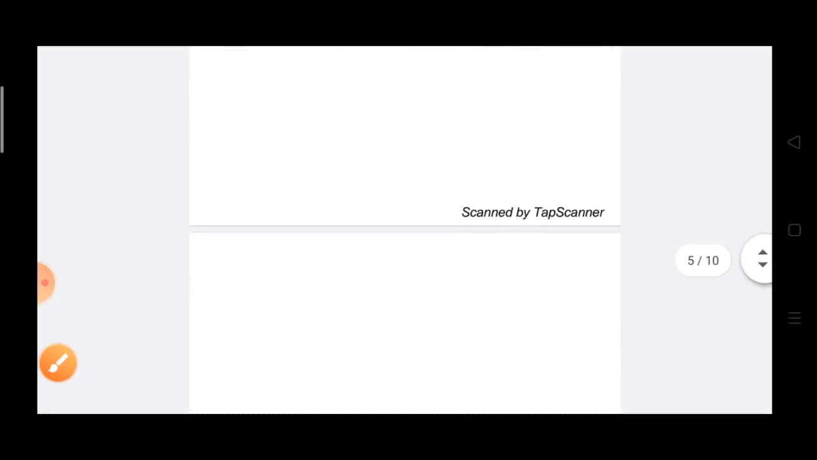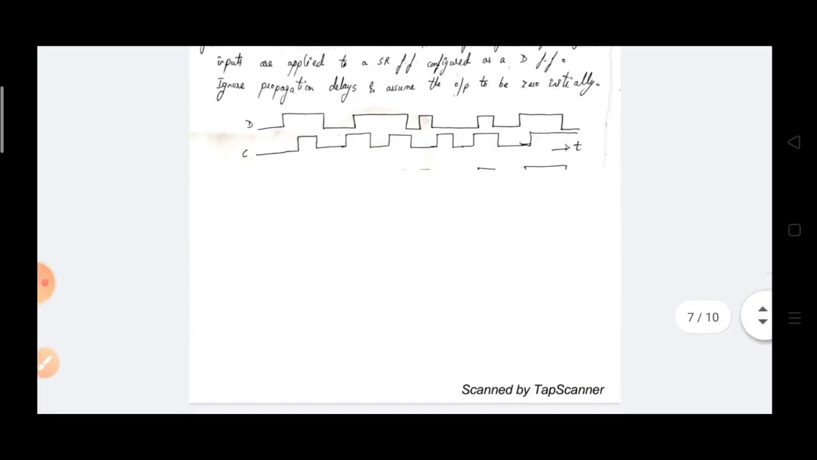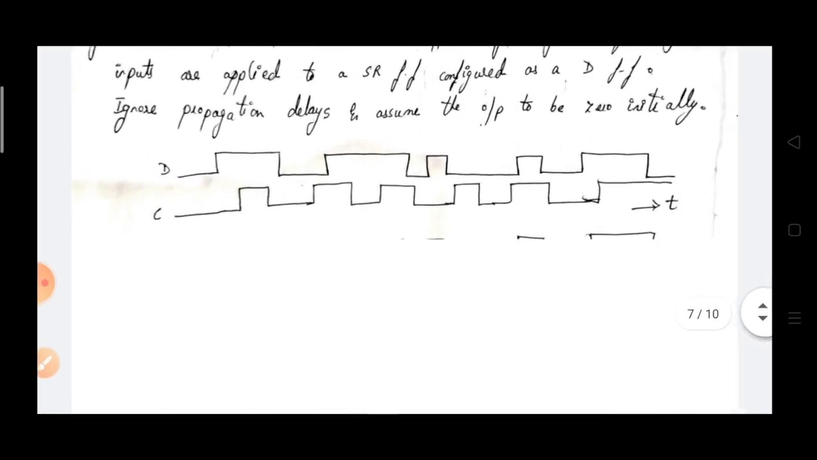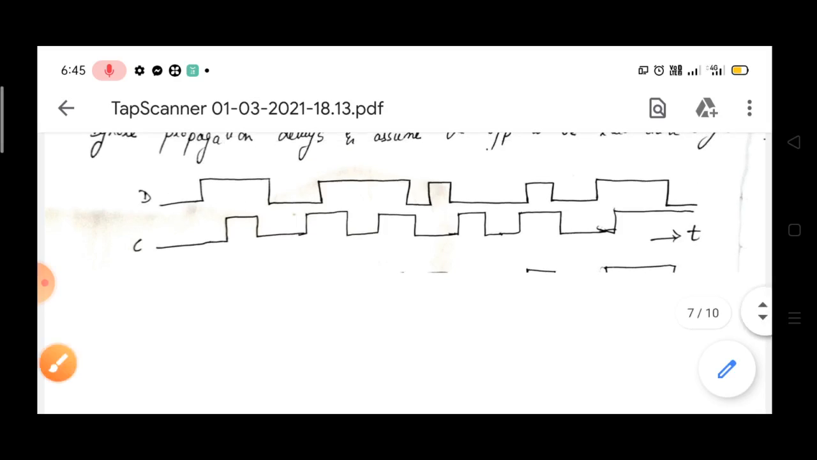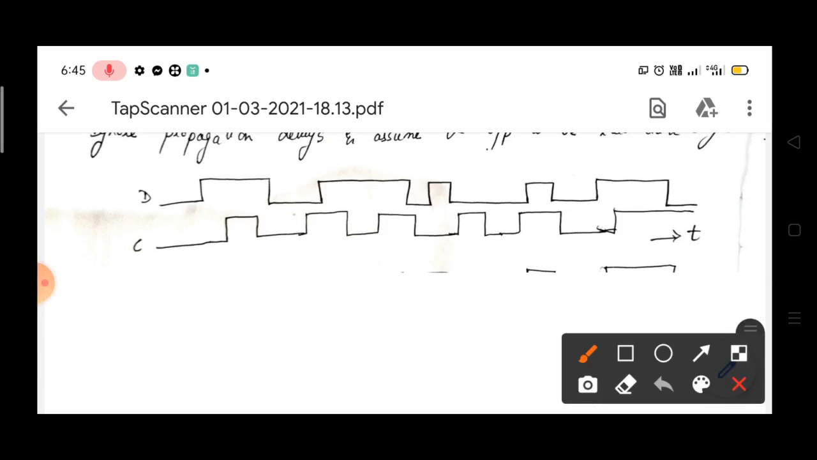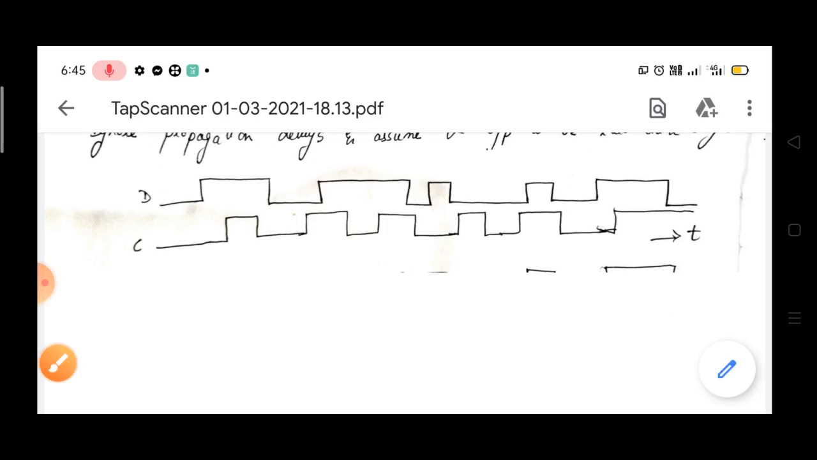So if D is 0, Q plus is 0, D is 1, Q plus has to be 1. Okay, so for this problem, first thing, see what I'll do, I'll draw QM, the master's output, first.